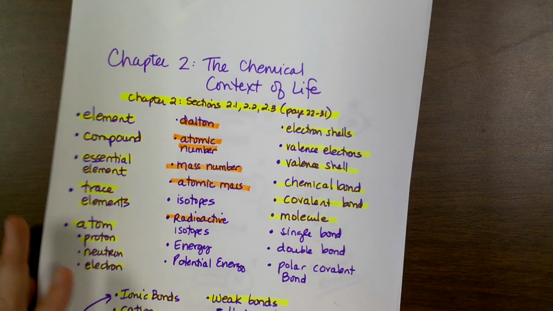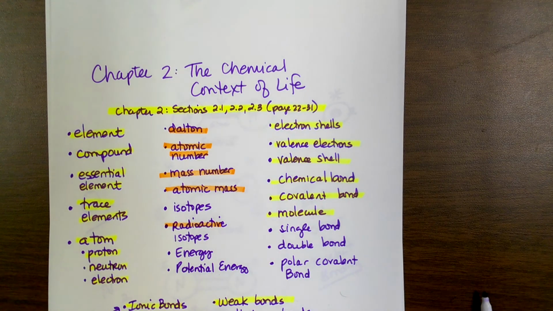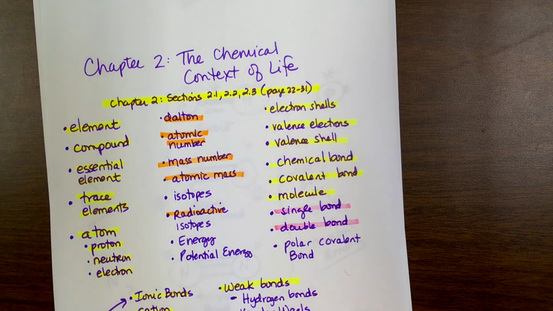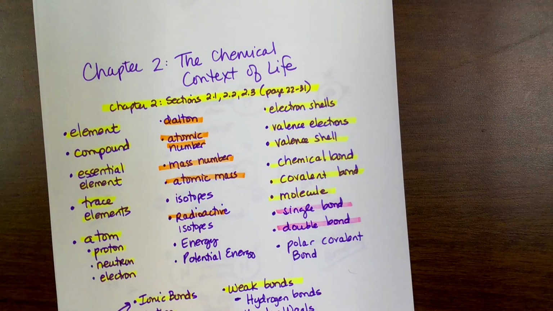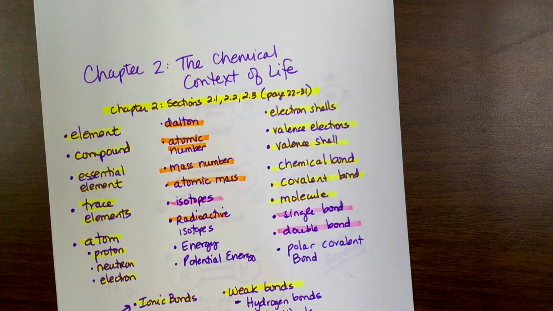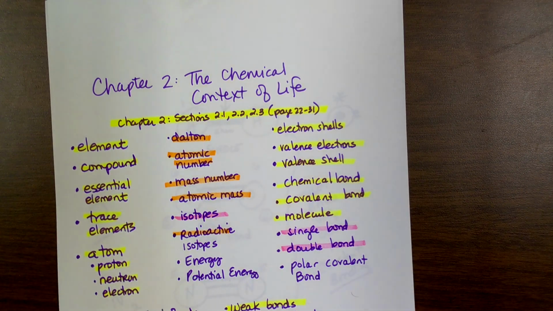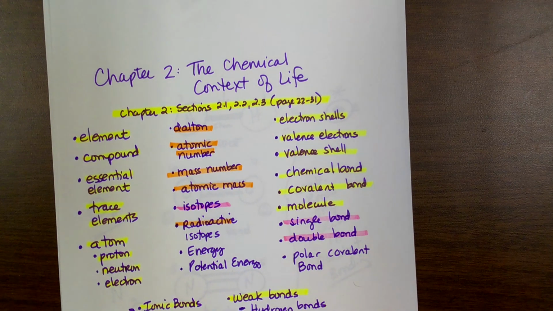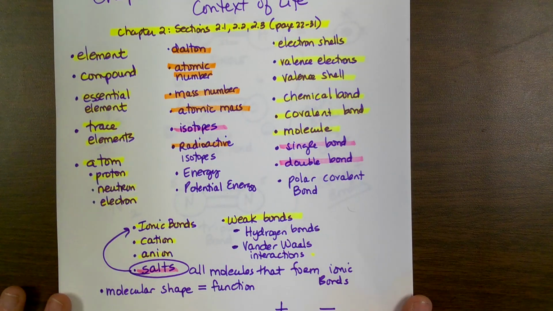All right, so we've talked about our single bond, our double bond. We have talked about our salts. We've talked about our isotopes. And we are going to hold off on hydrogen bonds and van der Waals because they are super specific, and we will talk about them and why they behave the way they do in the next video.